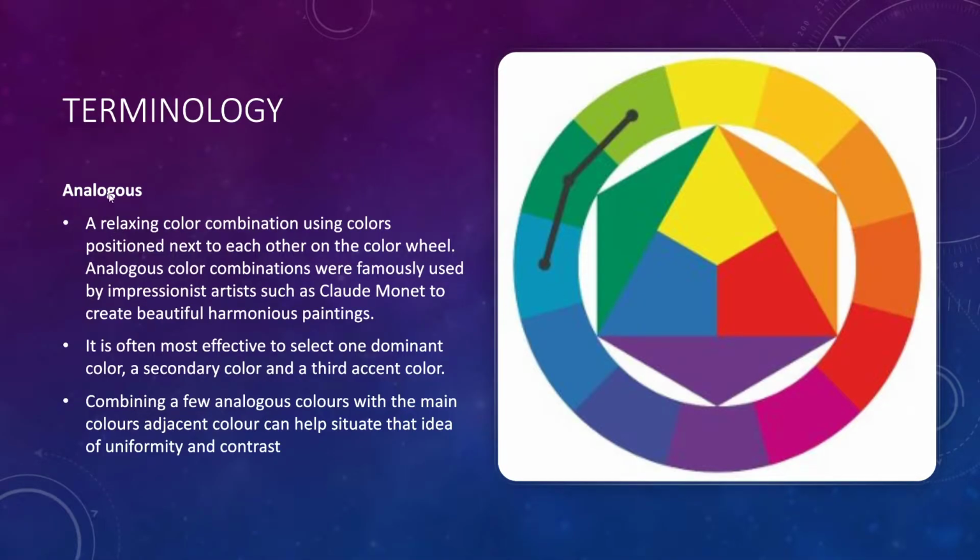Analogous. So, most people say this is analogous. It's wrong. It's analogous, okay? So, a relaxing colour combination using colours at positions next to each other on the colour wheel. Analogous colour combinations were famously used by Impressionist artists such as Monet. So, if you're trying to create something that mixes together well, you would pick colours that go next to each other on the colour wheel, okay? So, if you're trying to make something with yellow, you might want to add some greens and some oranges in there. Or if you're trying to do some purples, you might want to throw some pinks, reds, and blues in there, just because they blend together really well. If you were adding bits of orange and yellow, they would really go against each other. It wouldn't work out.